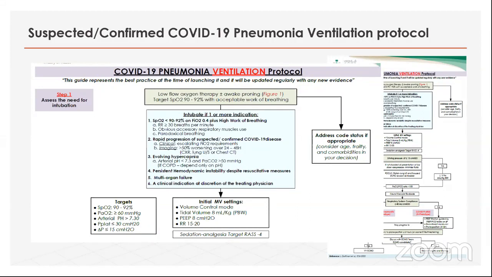Rate of 15 to 20, and our targets on the left side: SpO2 90 to 92, PO2 60, and this is from the physiology we discussed before, and the pH 7.3, plateau less than 30, and driving pressure less than or equal to 15. Then we have to sedate the patient with good sedation and analgesia here.